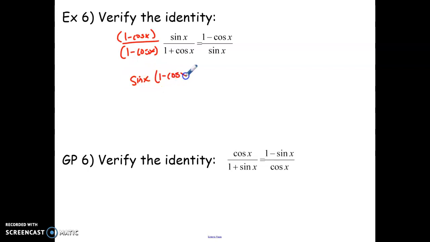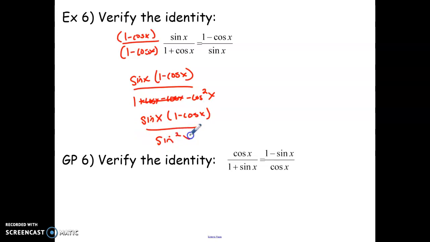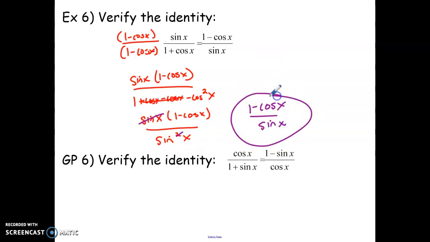this. I get 1 plus cosine of x minus cosine of x minus cosine squared of x. So these cancel each other out. And 1 minus cosine squared of x is the same as sine squared of x. Okay, now if I have a sine of x in the numerator and sine squared of x in the denominator, one of the sines in the denominator cancels, so I'm left with 1 minus cosine over sine, which is what I need.